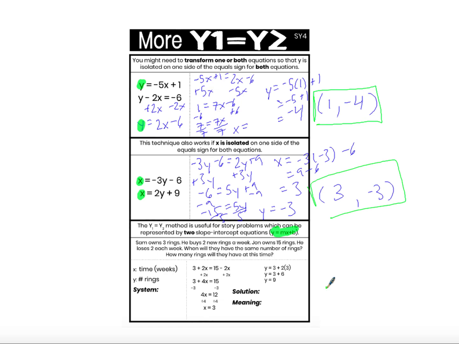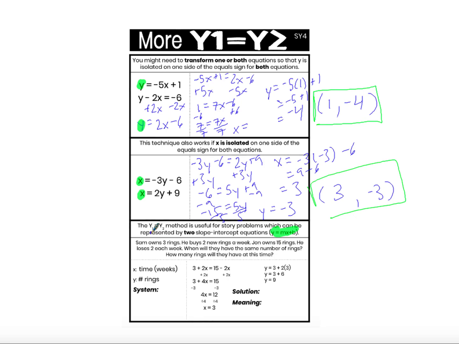So this is filled out for us. The x and y are defined for us. X is time, weeks. Y is number of rings. This defining the variables is just like we did in our linear unit. It's just that now we have 2 equations using those 2 variables. So we didn't actually write the system.